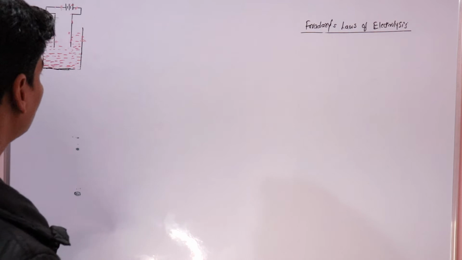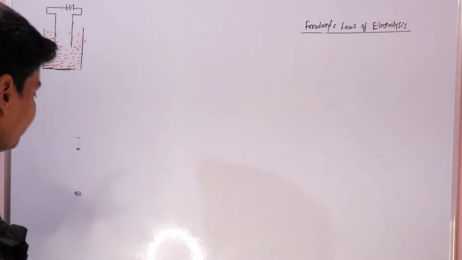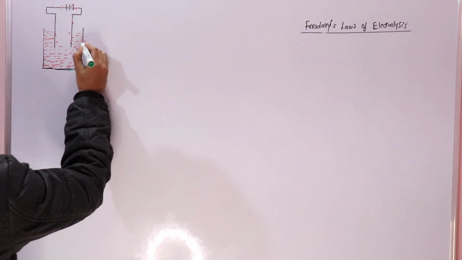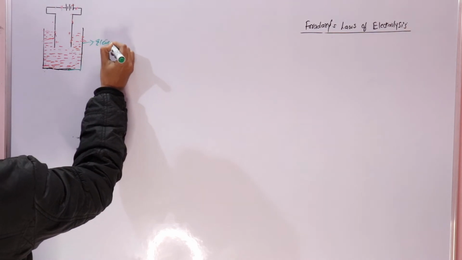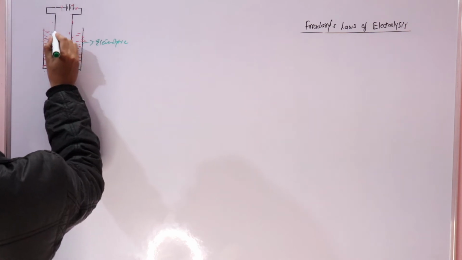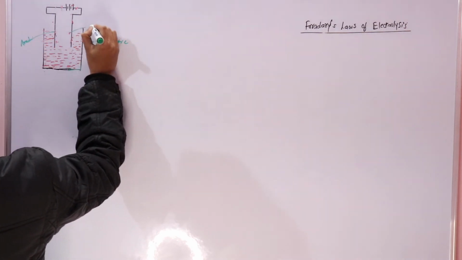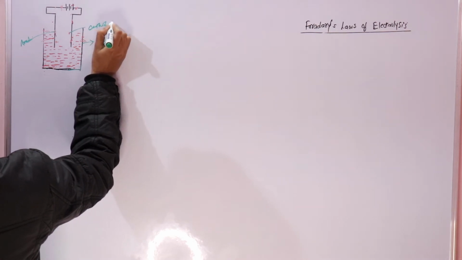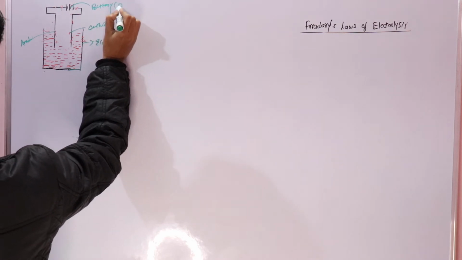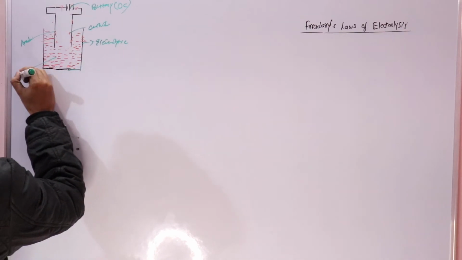the process of electrolysis. Let's suppose this is an electrolytic cell that consists of an anode, this is your cathode, this is your battery that will supply DC current, not AC current, and this is your electrolyte.